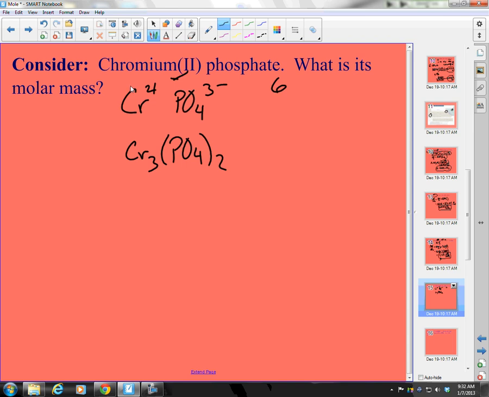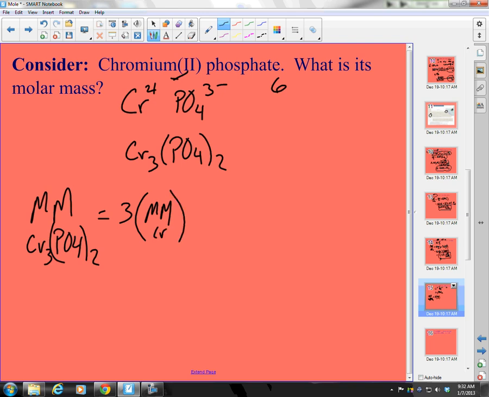Okay, so what's the molar mass of my chromium(II) phosphate? Well, we have to be careful here. How many chromiums do I have? Well, I have 3 chromiums. So I have 3 times the molar mass of chromium, right? Cool. Plus, well, how many phosphates do I have? Well, this says I have 2 phosphates, so how many phosphoruses do I have? 2 times the molar mass of phosphorus.